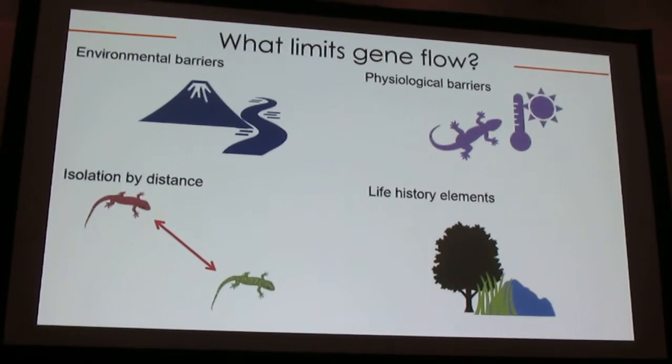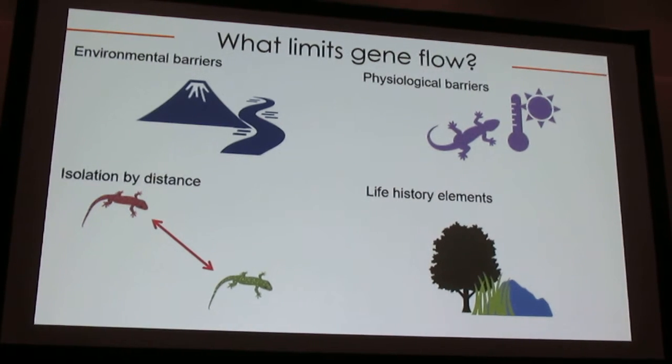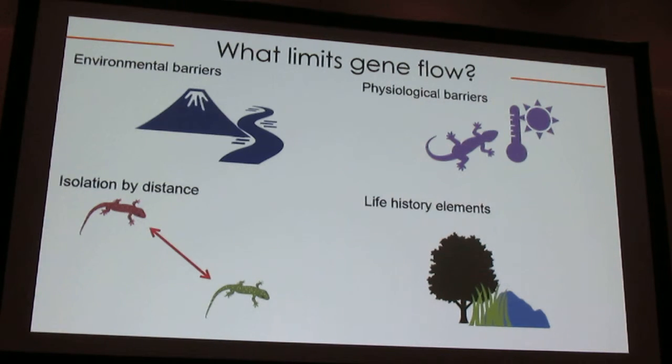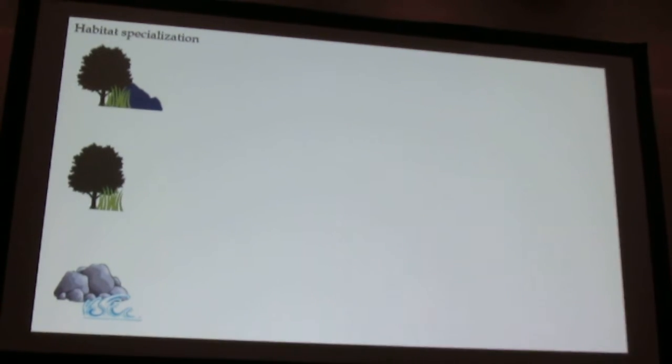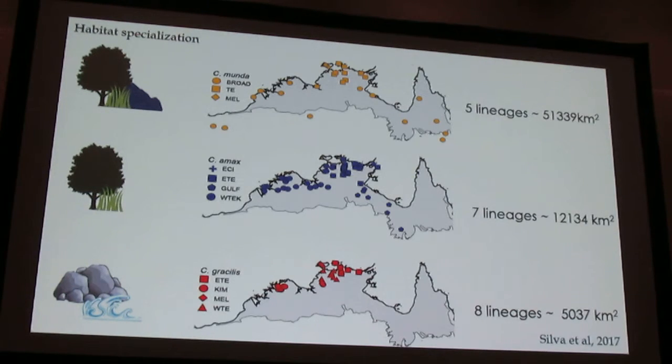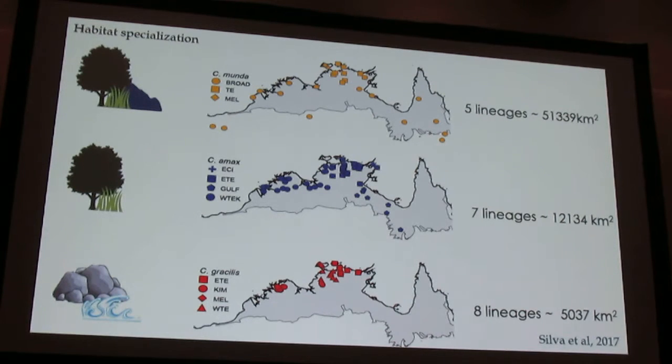Also, life history elements can influence the gene flow based on the dispersal abilities of different species, competition, and also the habitat specialization. So, if a species has limited dispersal abilities in response to its habitat specialization, we can observe some general patterns. So here, for example, we have 3 different species of lizards that occur in Australia, and what we can see is that species that are more generalist tend to have a bigger distribution and a lower number of lineages when you compare them to more specialized ones.